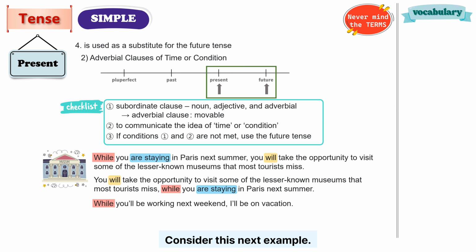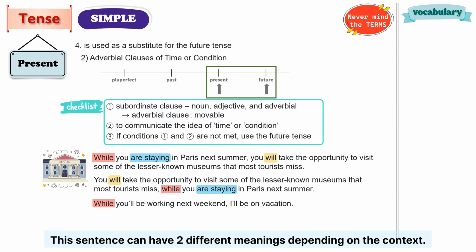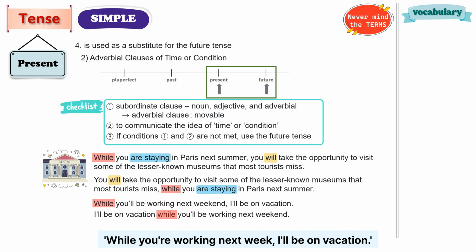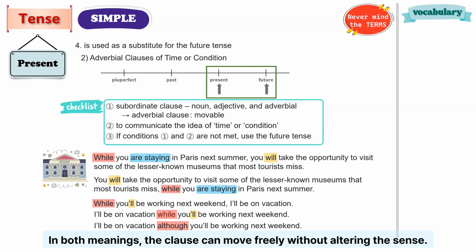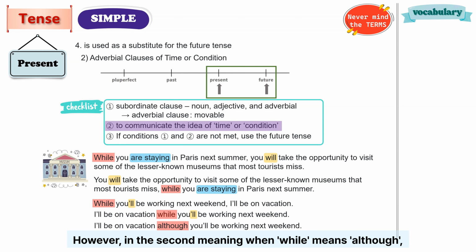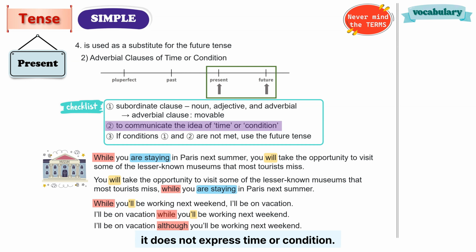Consider this next example. This sentence can have two different meanings depending on the context. While you're working next week, I'll be on vacation. Or, although you're working next week, I'll be on vacation. In both meanings, the clause can move freely without altering the sense. However, in the second meaning, when while means although, it does not express time or condition. Thus, the second checklist condition fails, and we must use the future tense.